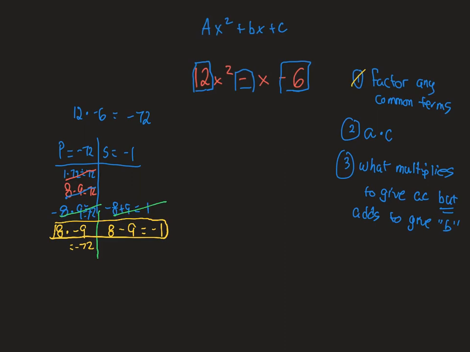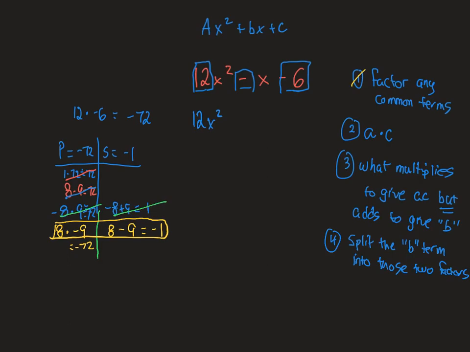So once you find out what that is, your fourth step is to do something called splitting and grouping. So we're going to split the b term into those two factors. So you can do it in any order you want. You're going to leave the 12x alone. It's still going to be 12x squared. And you can either do plus 8x or minus 9x. It doesn't matter which one you go first.